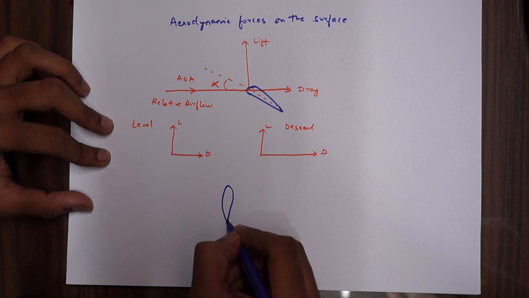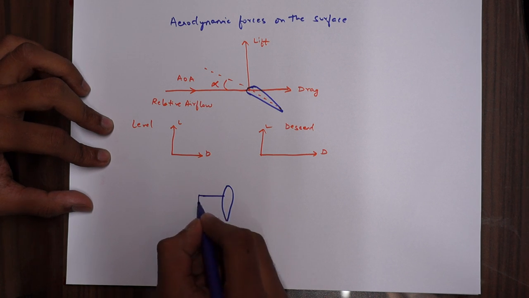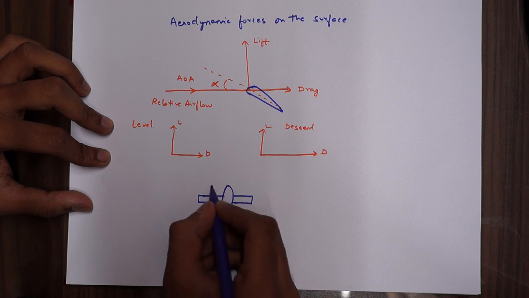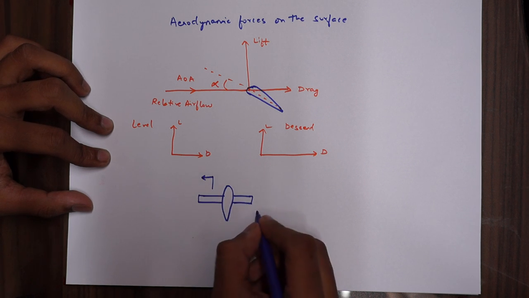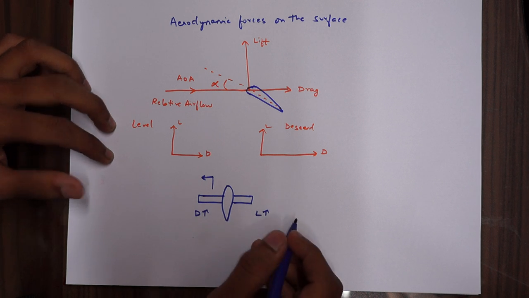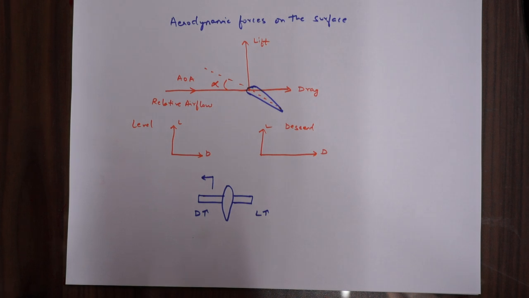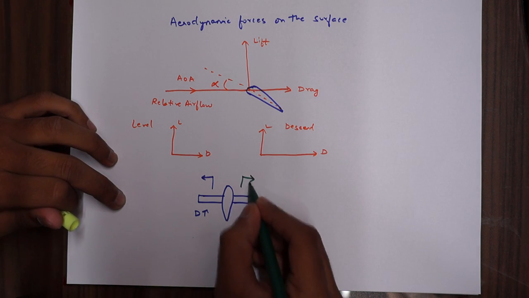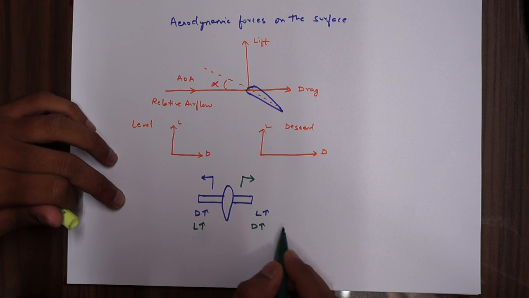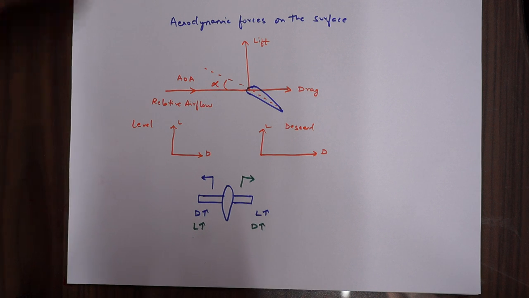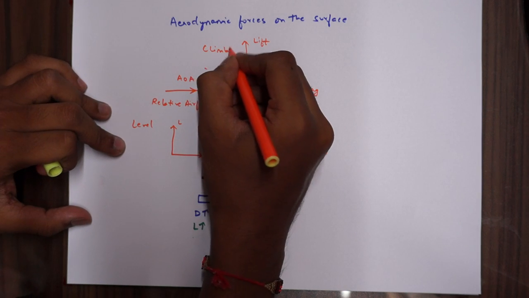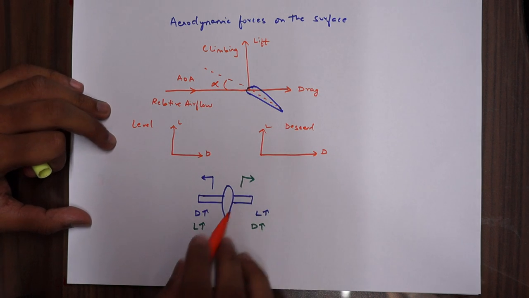during turns we'll have, say this is the aircraft aerofoil. I'm just drawing a rectangular aerofoil for the purpose. Alright, so suppose the aircraft is turning left, that means the lift generated on the right wing is more and the drag generated on the left wing is more. Okay, and if the aircraft is turning towards the right, you have lift generating on the left wing more, drag generating on the right wing more. So hence these are the aerodynamic forces on the surface of the aerofoil when climbing, level flying, descent and turns.